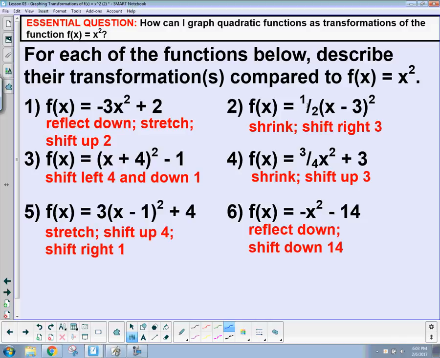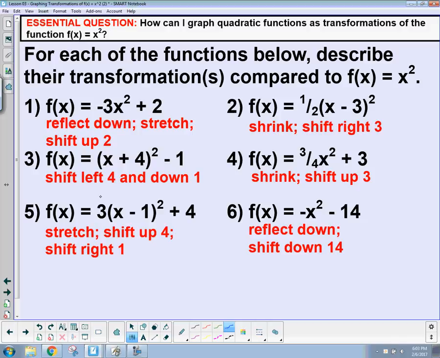Shift left 4, because of positive 4. Down 1, because of the negative 1 for a constant. 3/4 is less than 1, so we have a shrink. Shift up 3, because of positive 3. Stretch, because the coefficient is greater than 1, which is a 3. So we have a stretch there.